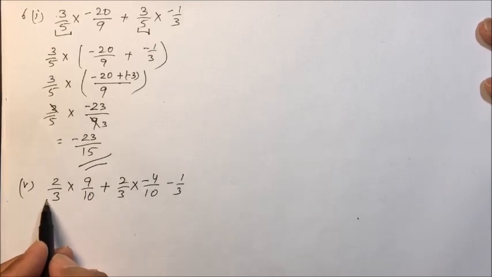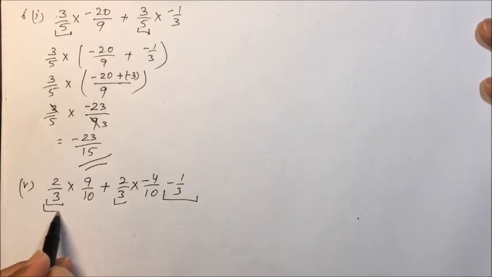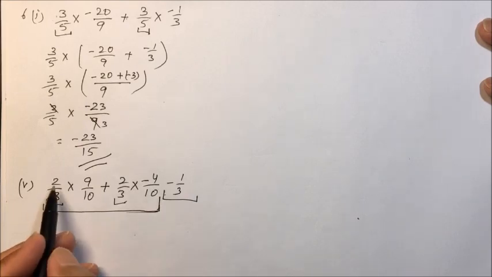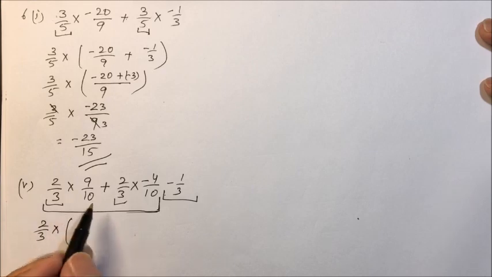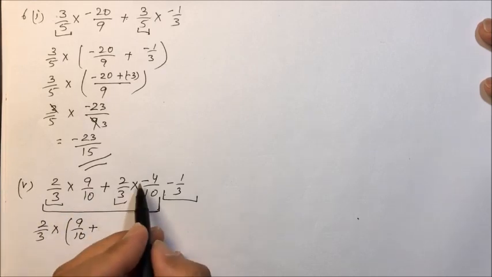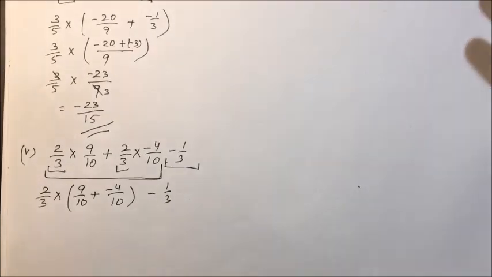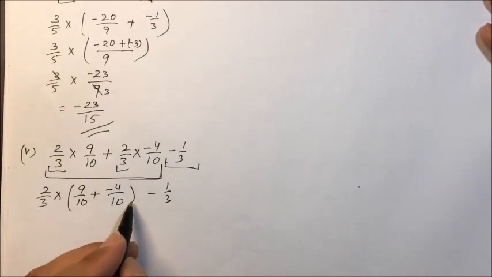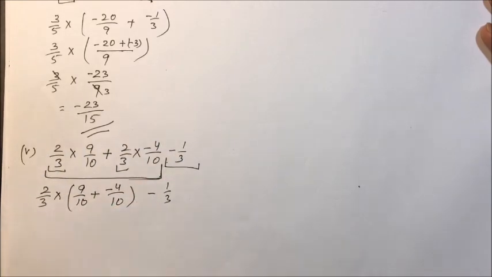So 2 by 3 is common, no common here. So first leave this part and we will make use of this part. So what will be common? 2 upon 3 we are taking common. In bracket it will remain 9 upon 10 plus minus 4 upon 10, and minus 1 by 3 we write as such. Now next, here we have to solve using distributive property we applied. Here it remained as such.